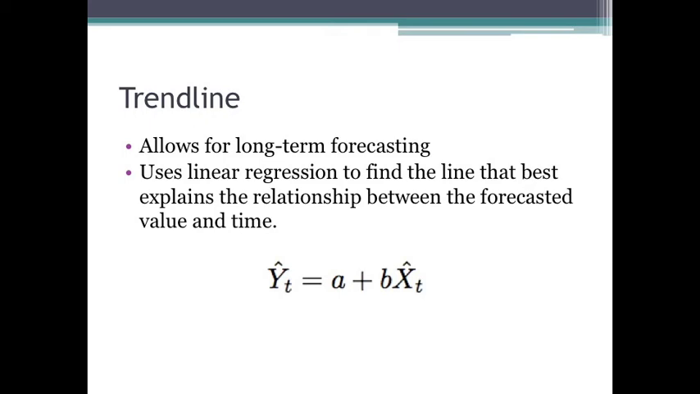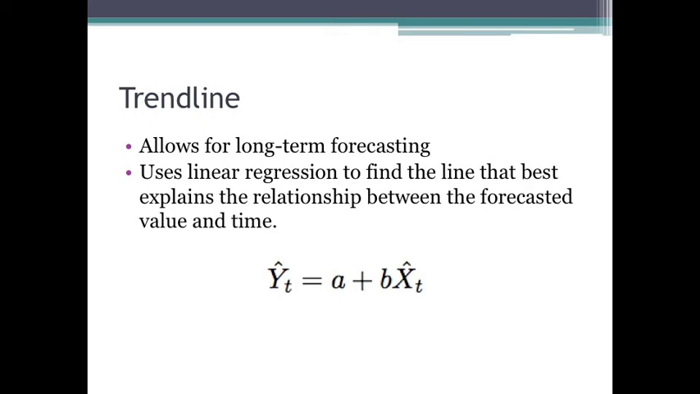Now, trend lines allow for several things. One, it allows for a long-term forecast. So you could, in theory, use a trend line to forecast for many years from now. That said, do remember that the further out you go, the less accurate it's likely to be. What a trend line is, is a line.